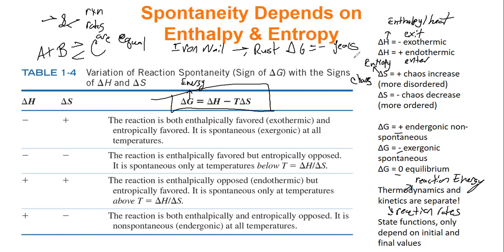Let's take the example I just did. Pen over desk. I let go of the pen, pen drops and hits the desk. This delta G is also negative. This happens in a matter of seconds. So although both reactions are negative, the time is vastly different.